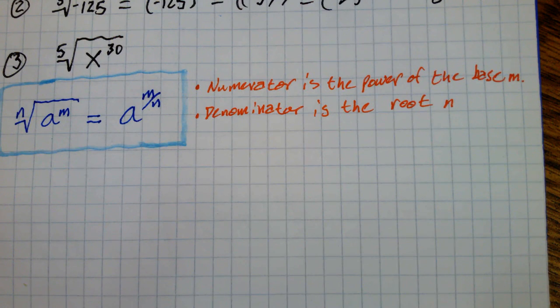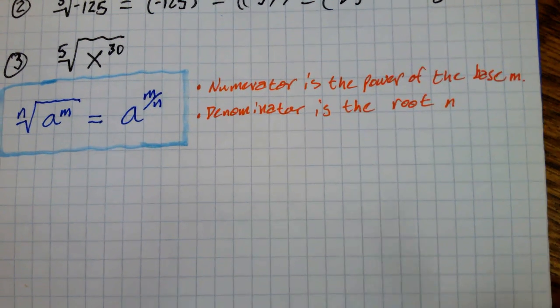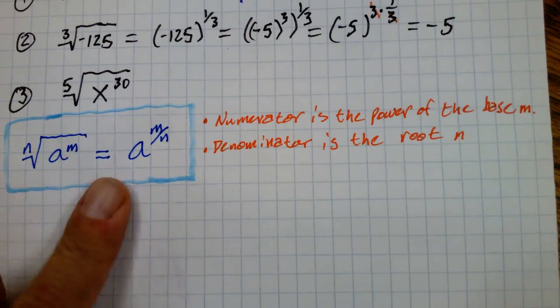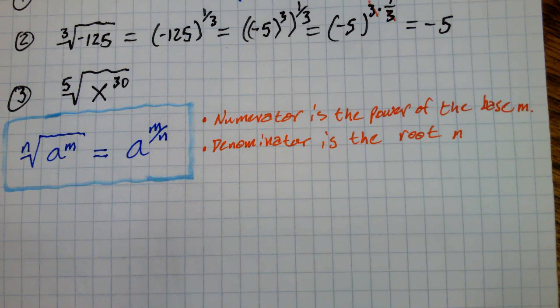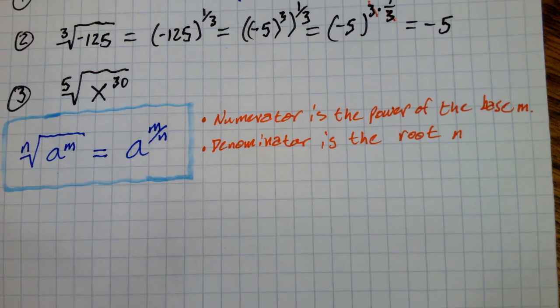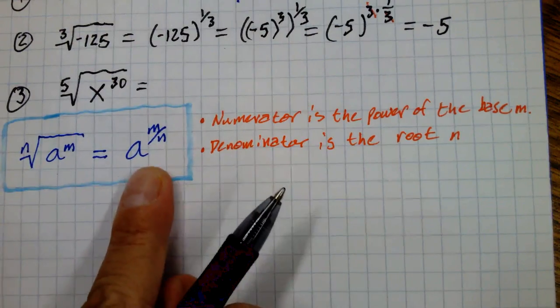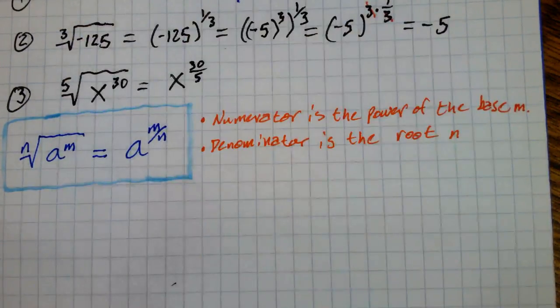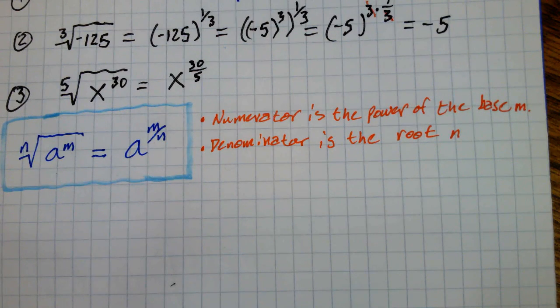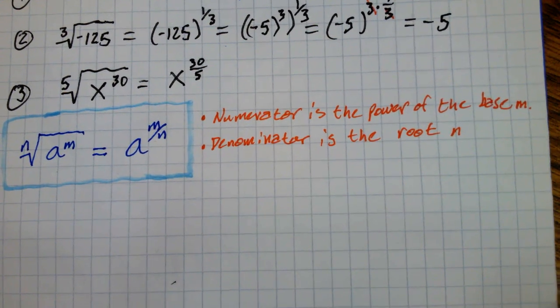Okay, so now let's go back to our problem that we were working on. Let's rewrite it in this format. We have the fifth root of x to the 30th, and we want to simplify that. You ready? Let's do it. I want to write it in this format. How would I write that? x to the 30th over 5.